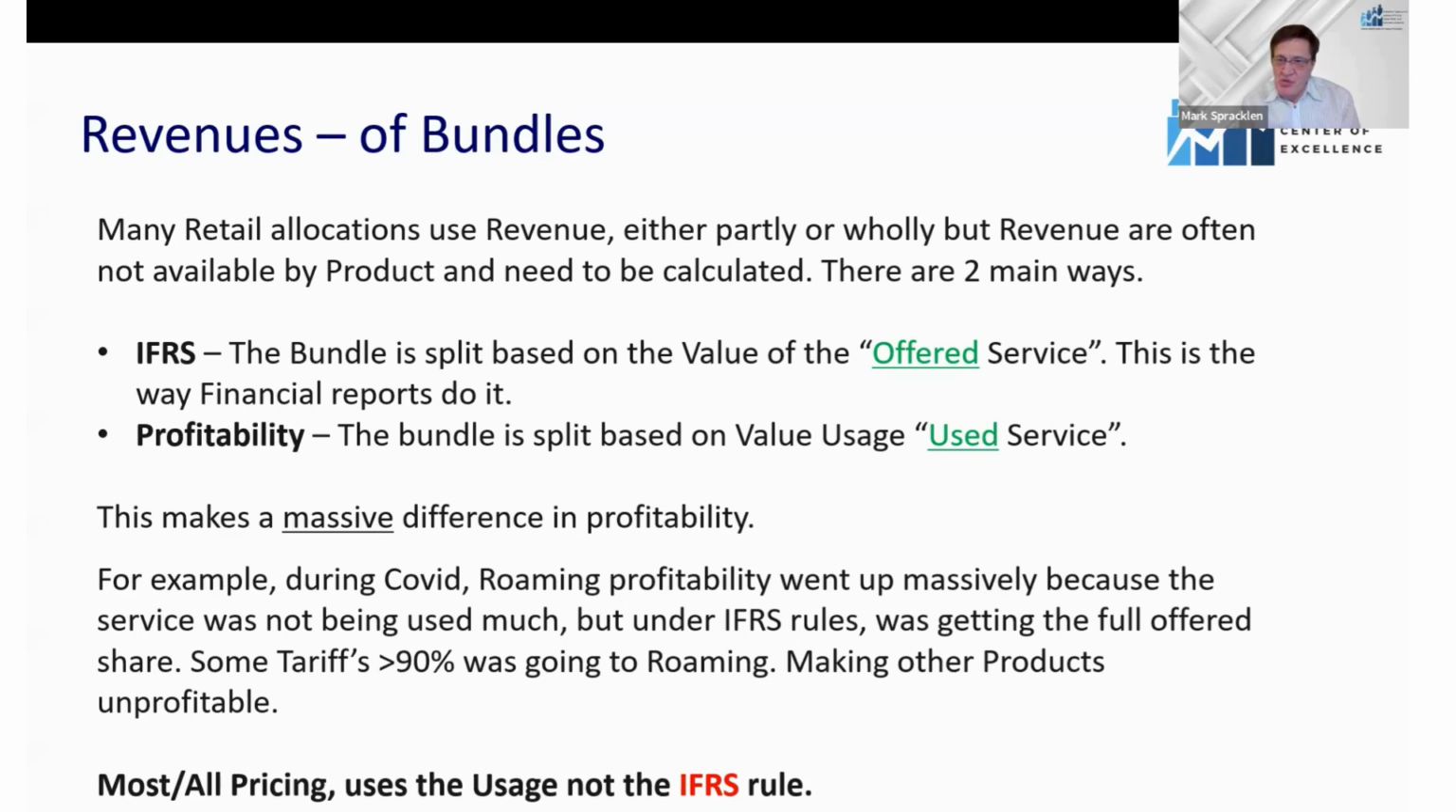And basically, even though no one was traveling, so there was no roaming at all, or almost no roaming at all, roaming was still getting massive amounts of revenue. And in fact, some tariffs were getting about 90% of the revenue was just going to the roaming product, which was making the national products like normal data look unprofitable. So most people think there's not a problem around revenue, but it can be quite a big problem. Now, the reason I raise this here is that revenue is often a driver then for the retail services. And if you don't fix the revenue problem first, then the retail allocations don't work very well either.